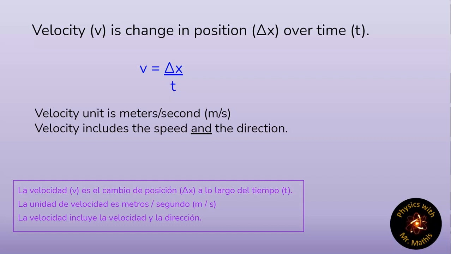Velocity can be measured in many different units, but typically in physics we use meters per second. It's important to remember that velocity includes both the speed and the direction that an object is moving.